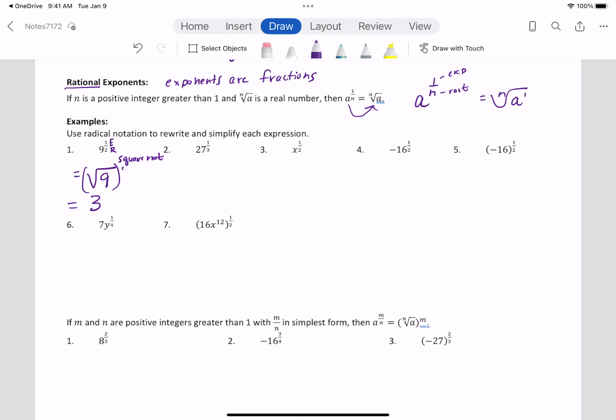So for number 2, my exponent is 1 again, my root is 3. So it's going to be the cube root of 27. And again, if you want to write the 1, you can, but that's not going to make any difference. And then we know the cube root of 27, the number we multiply times itself 3 times, is 3.